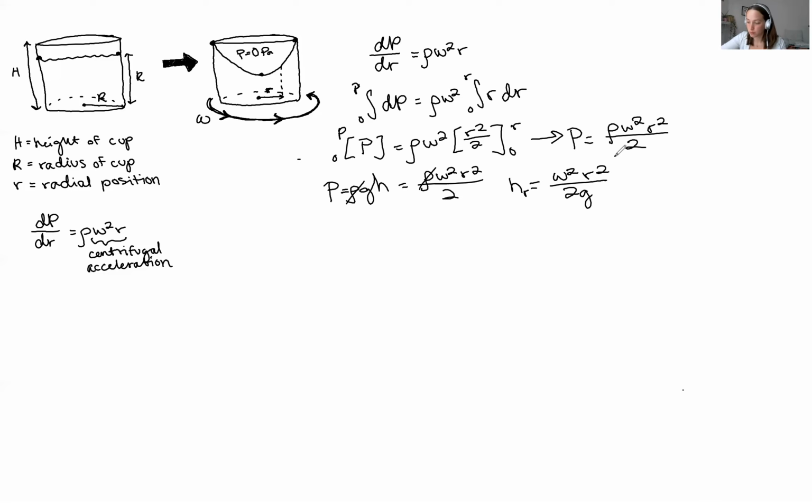So now we have this equation, and when h(r) is equal to 0, that's where we have the height of the dip. And then where r is equal to the full radius, that's where we'll get the height of the liquid at the edge of the cup. So right here. Okay, so now that we have that, we want to solve for the angular frequency at that point.